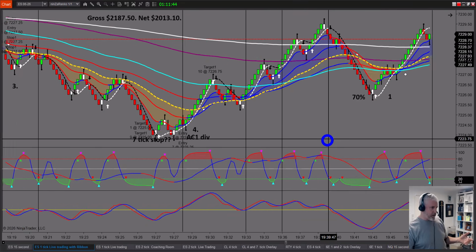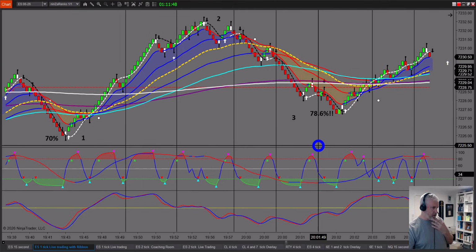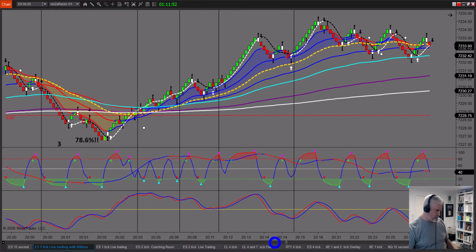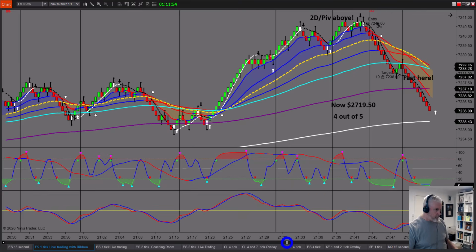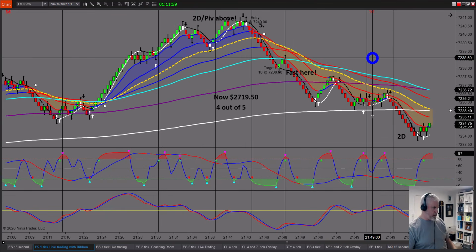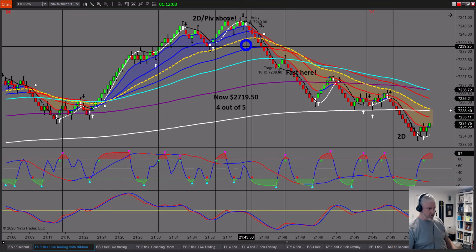Now did I have, I just can't remember here whether I then had another trade here, and I've got a feeling, yes I did. Okay, so here's another one. Okay, 4 out of 5, and here is another divergence trade.